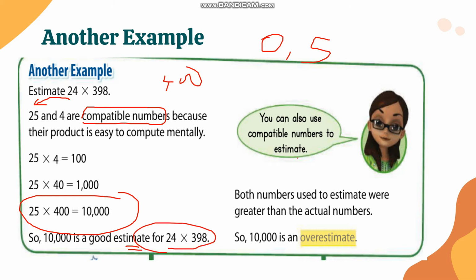So both numbers used to estimate were greater than the actual numbers, because 24 becomes 25, and 398 becomes 400 after you adjust the numbers. So if both numbers become higher than the original given numbers, the answer is an overestimate.